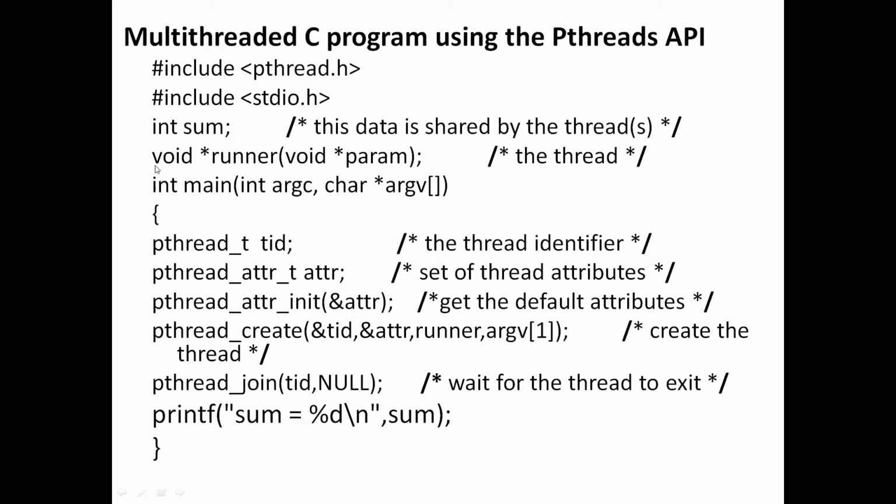The next statement is void *runner(void *param). This statement specifies the declaration of a runner function, where we will write the complete thread logic. It is a pointer function and it has a pointer parameter, and this function is declared with a void pointer return type.